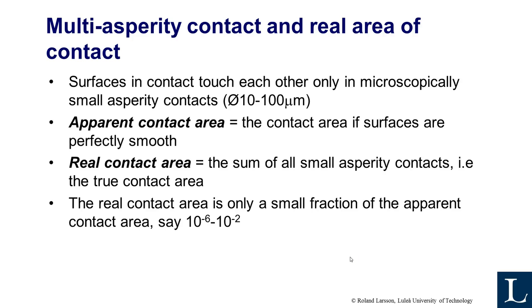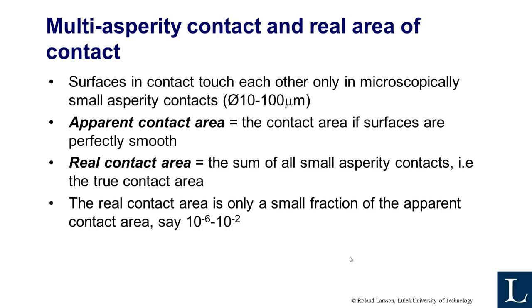In a real surface, you have a number of asperities, and the real area of contact consists of a number of small spots, and all these asperity contacts may be just small, can be fractions of millimeter sized spots. So we really must distinguish between the apparent contact area and the real contact area.